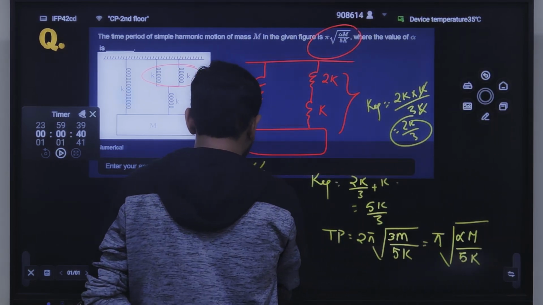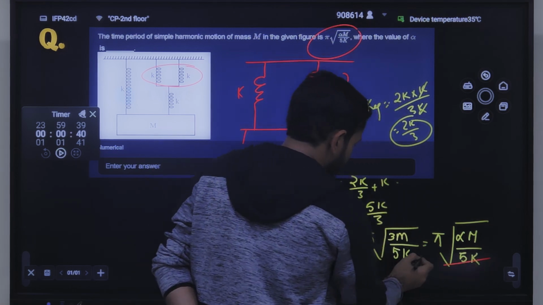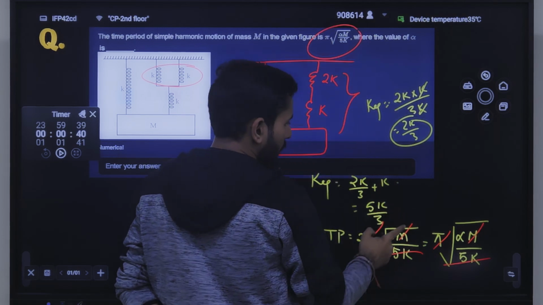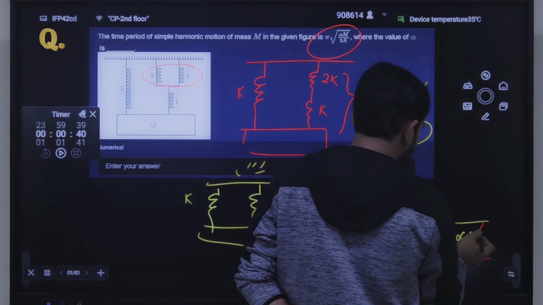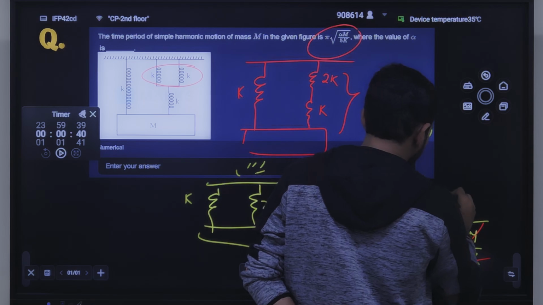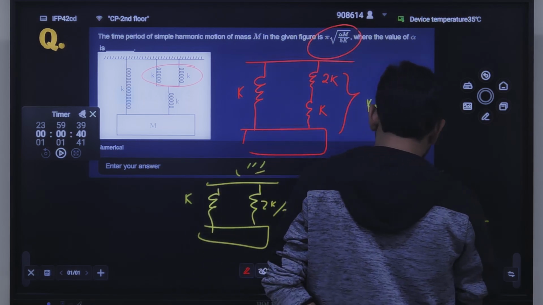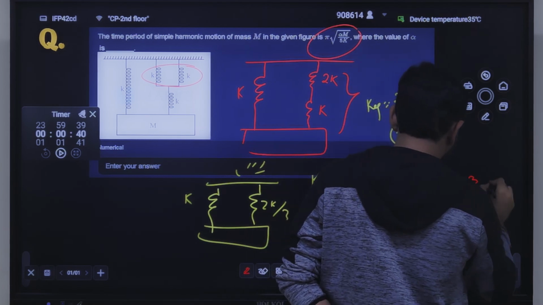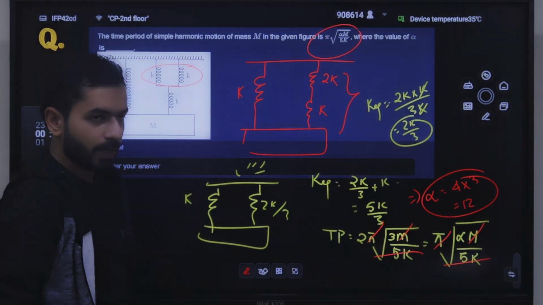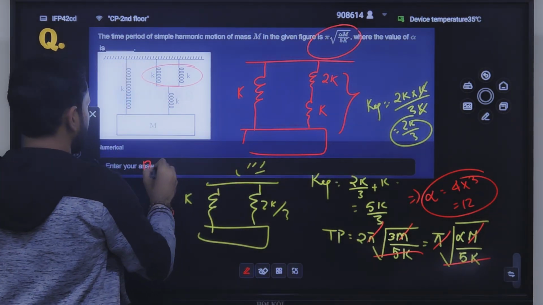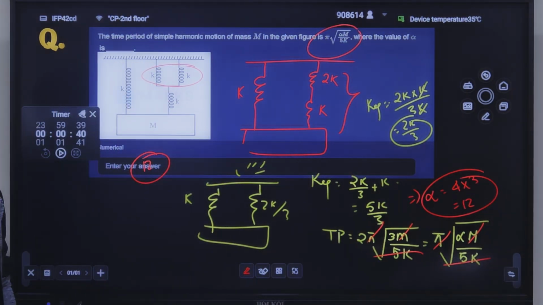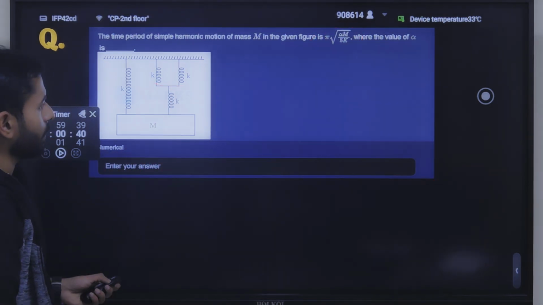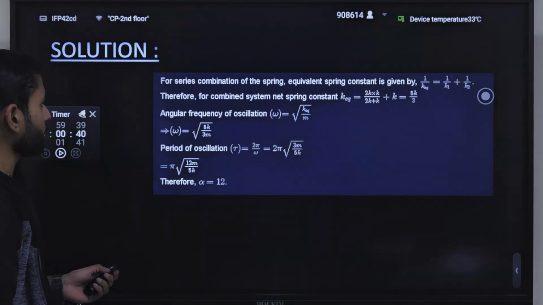Now 5k will cancel, pi will cancel, m will cancel. What is left? On this side you will square it and you get alpha. On this side you will have 2 root under 3. Squaring it, you will write 4 into 3. So the value of alpha will be 12. Is it clear? Simple resolution of the springs. The answer will be 12.